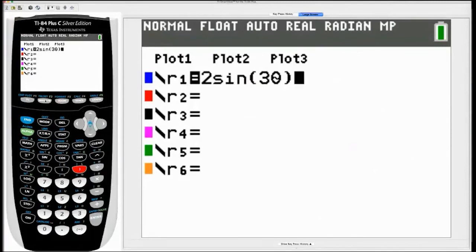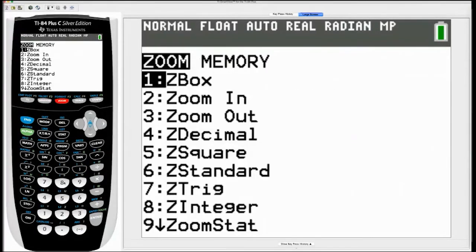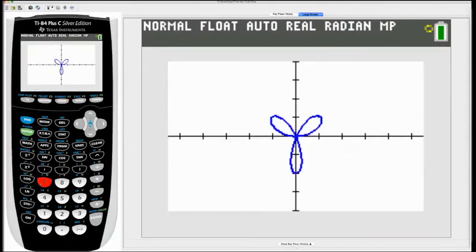We want pi over 6. So as long as that's 0 to 2 pi, that's fine. And I'm going to do zoom 7 because it's zoom trig. It just fits it to the screen nicely, and you end up with that cool looking thing.